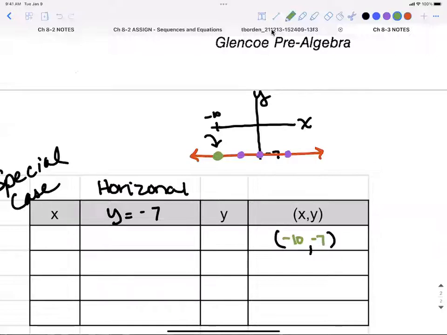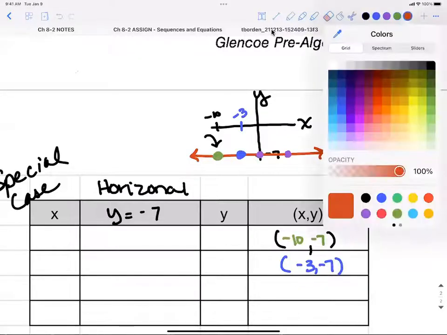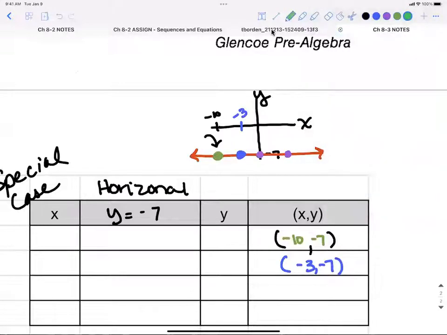Now let's make the next one blue. Okay, so what are the coordinates of this one? And let's call this -3. So what would the coordinates of that one be? Bella? -3, -7. Okay, and you should start noticing a pattern here in a second. What if we do, let's do a lime green one. So what if we want to name that lime green point? What would we call that one? 0, -7. Okay, do you notice a pattern with our y's? What is our y every single time?